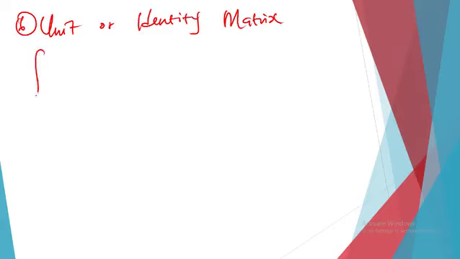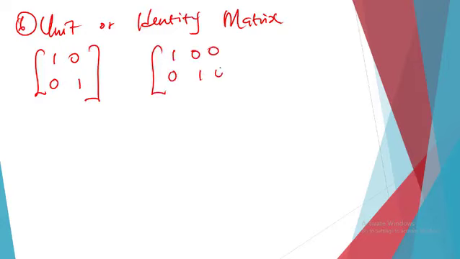If we have 1, 0, 0, 1, we call it a unit or identity matrix. If we have 1, 0, 0, 0, 1, 0, 0, 0, 1, we call this a unit matrix or identity matrix. It's a square matrix that has 1 as elements in the main diagonal. This is what we mean.